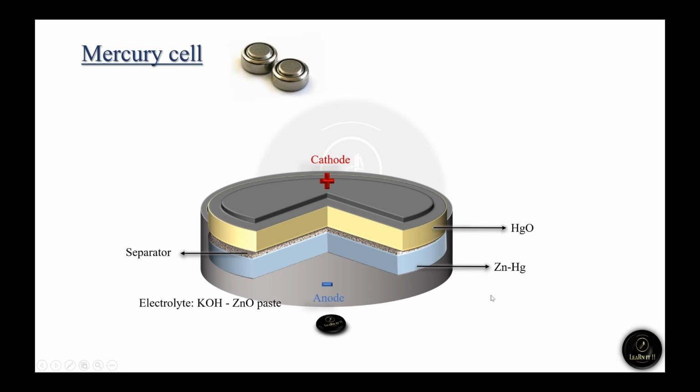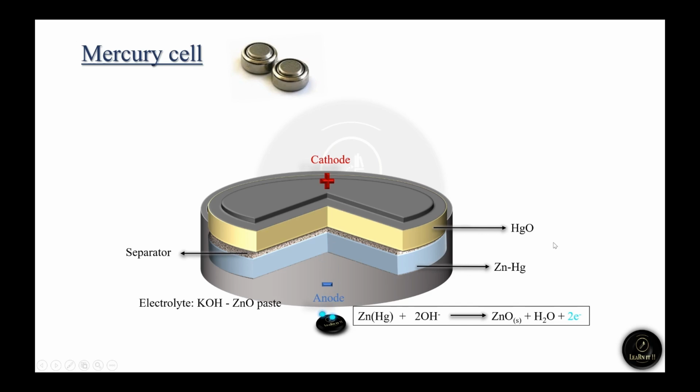the zinc amalgam undergoes oxidation along with hydroxide ions provided by potassium hydroxide to form zinc oxide, water and 2 electrons. Here the zinc oxide is used so as to prevent the accumulation of Zn+2 ions and to keep the environment alkaline.